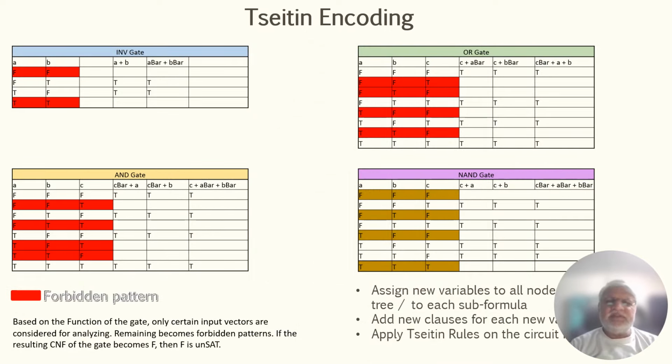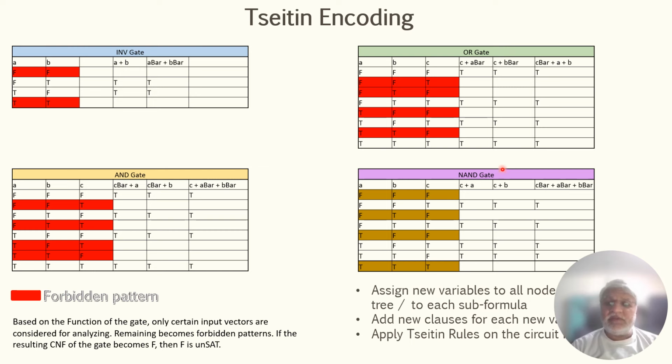Based on the Tseitin encoding, different gates and their valid states and the possible expressions, sub expressions are shown. So you can see here that for inverter, as we have discussed earlier, these are the sub expressions. For AND gates, these three are the sub expressions, and as mentioned, some of the forbidden patterns are shown.